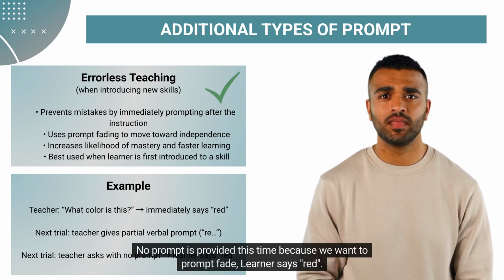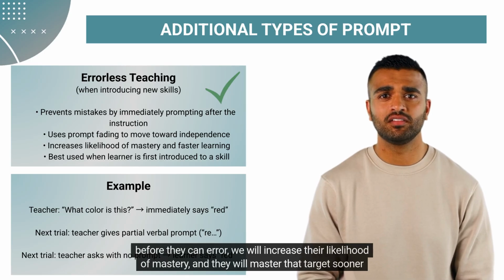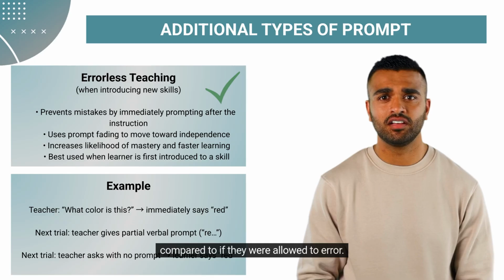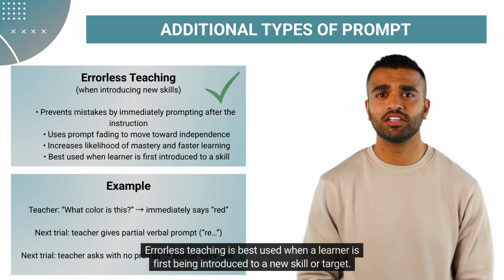Learner says red. Errors are going to happen, and that is okay because it is a part of learning. But if we can prompt a client before they can error, we will increase their likelihood of mastery, and they will master that target sooner compared to if they were allowed to error. Errorless teaching is best used when a learner is first being introduced to a new skill or target.